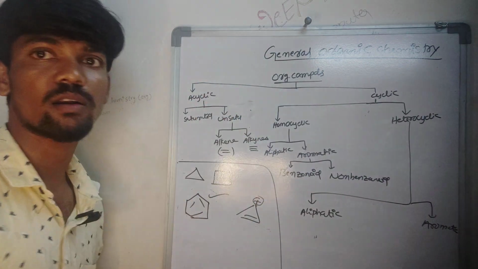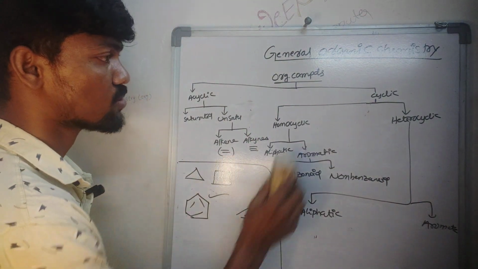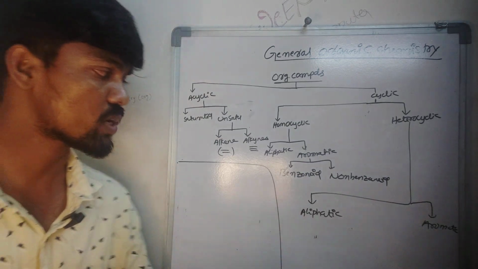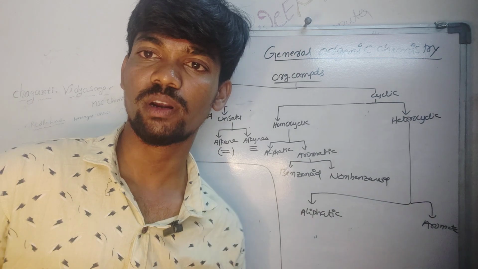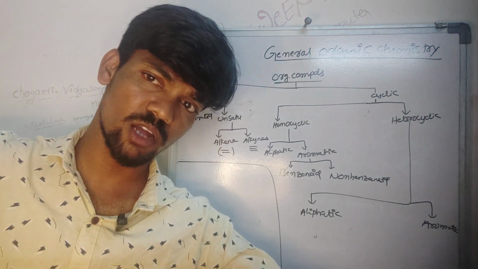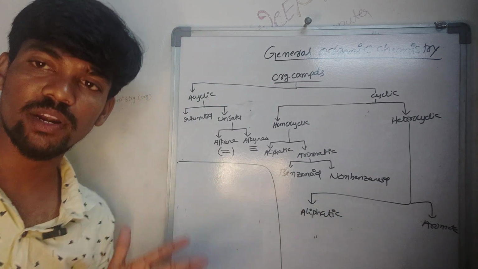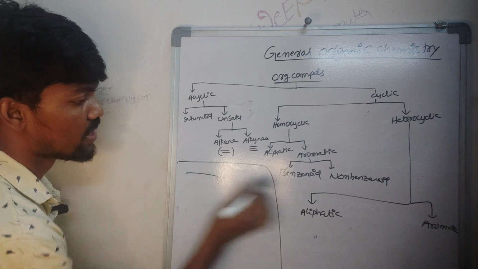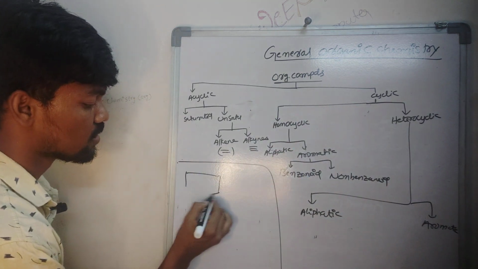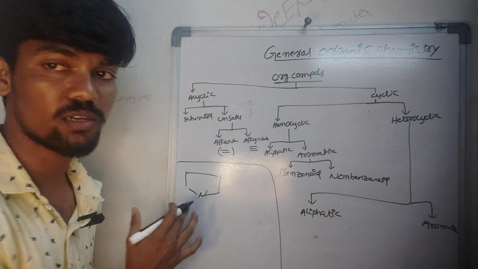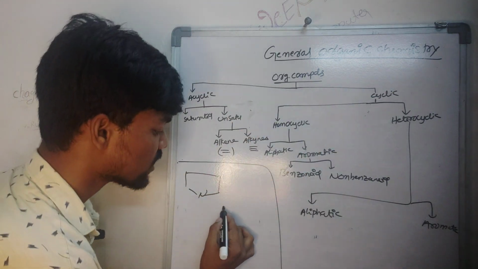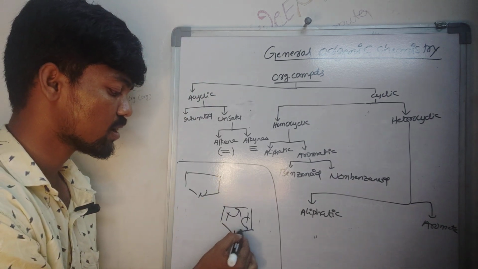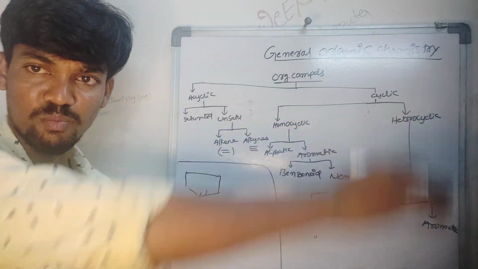Next, coming to heterocyclic compounds. Heterocyclic compounds are two types: aliphatic and aromatic. Aromatic means conjugation will be there, a resonance structure will be there. The aliphatic compound doesn't have any resonance. For example, take this aliphatic, heterocyclic one; I take nitrogen, and no conjugation will be there. This is heterocyclic aliphatic. But if you take the same molecule like this, conjugation will be there. This is an aromatic heterocyclic compound.